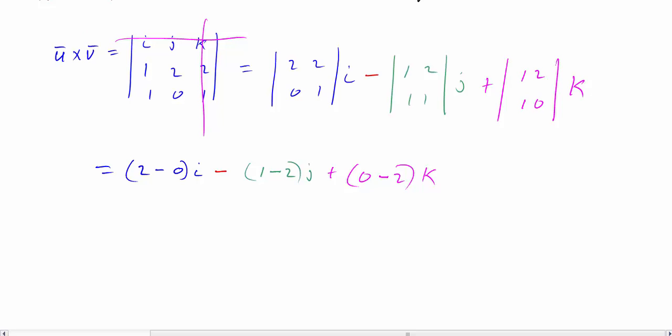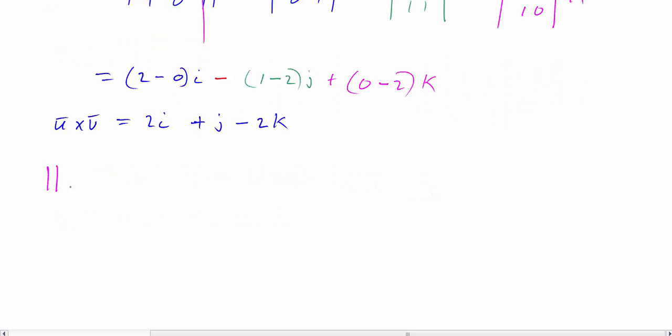And if we simplify this, then we would end up with 2i. And then we have 1 minus 2 is a negative, but then the negative out here makes it positive. So this would be a positive 1j, or simply just j, minus, we have plus a negative 2 here, so that's minus 2k. So this here is our vector, the cross product of u and v. So now we need to actually find the magnitude of this vector.